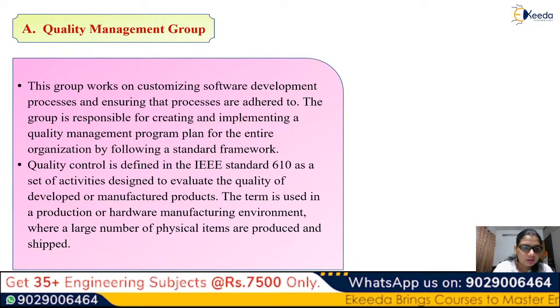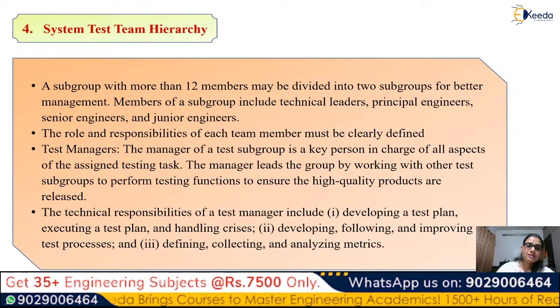Quality control means it evaluates the quality of manufactured products. Later, we have the system test team hierarchy. Now let's talk about the system test team. How many members are there and what are the groups? How many groups are they divided into? What are their roles? Do they play their roles efficiently? No, we are not here to judge that, but what are the roles, what posts they hold, and so on.